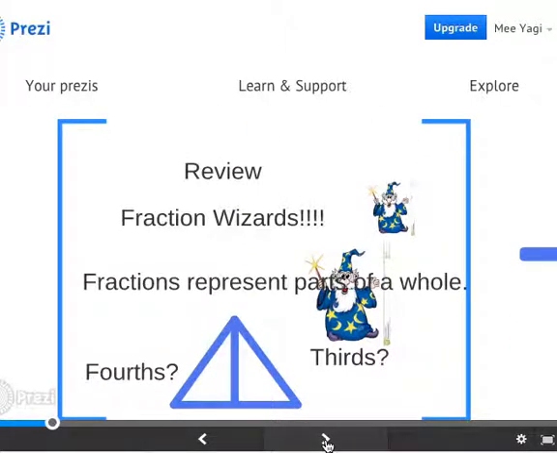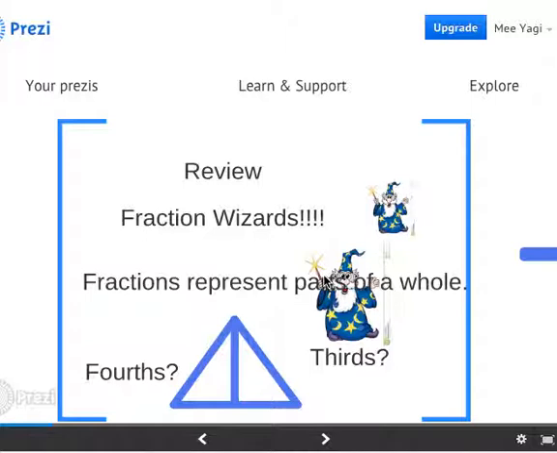I must say, we have really started to become strong fraction wizards. And what are fractions again? Well, let's review. Fractions represent a part of a whole, right? We have the numerator, which represents the part, and the denominator, the number on the bottom, which represents all the parts that make up the whole.